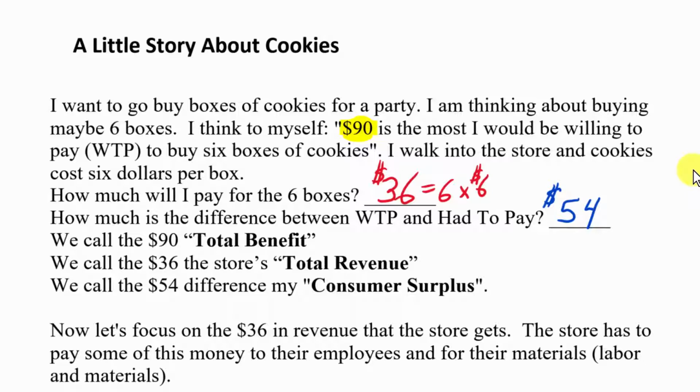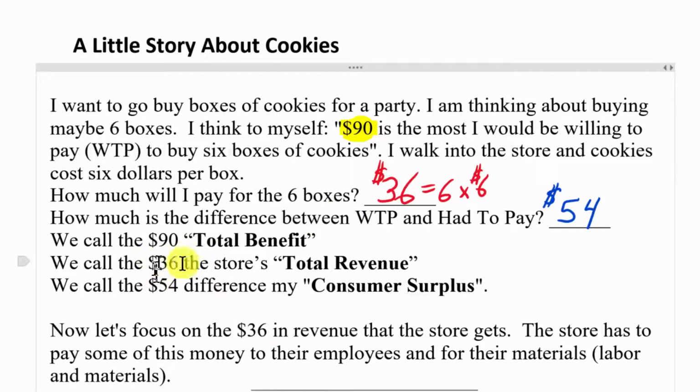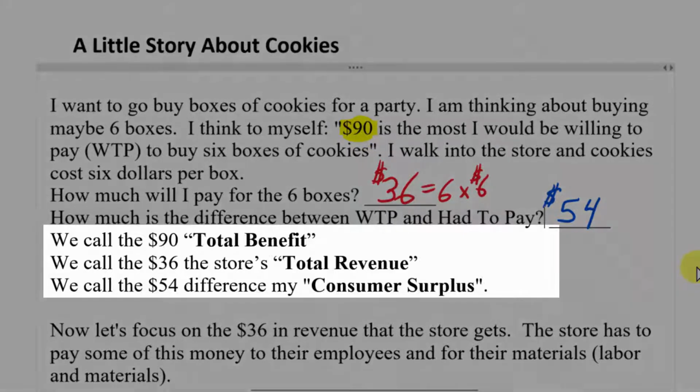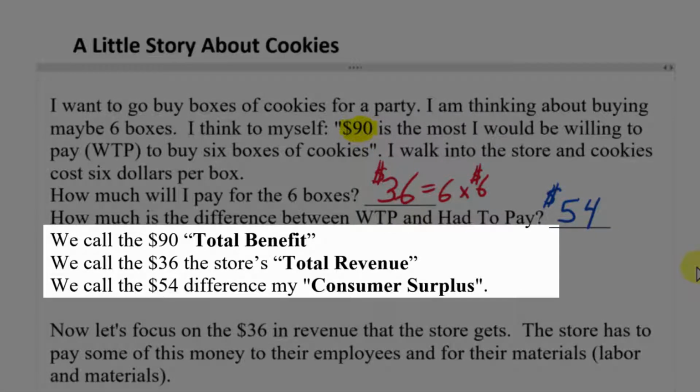The $36 we call the store's total revenue. So how much am I paying to the store? And this total revenue is the amount of money that the business is going to be putting in the cash register after we hand the money to them. And we call the difference between the most I'm willing to pay and how much I had to pay consumer surplus. So when you think of consumer surplus, all it means is it's the difference between the total benefit and the total revenue, or the difference between the most you're willing to pay and what you had to pay to get something.